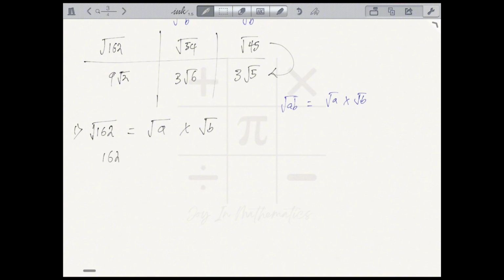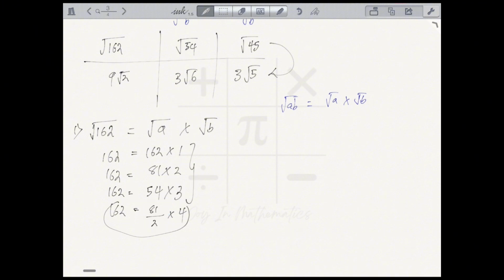So 162 can be an expression of so many things. 162 can be 162 multiplied by 1. 162 can also be 81 multiplied by 2. 162 can also be 54 multiplied by 3. 162 again can be 81 over 2 multiplied by 4. And if we continue in this format, we will see that all we have is 1, 2, 3, such that we will not have any fraction here. So let's deal with 1, 2, 3.